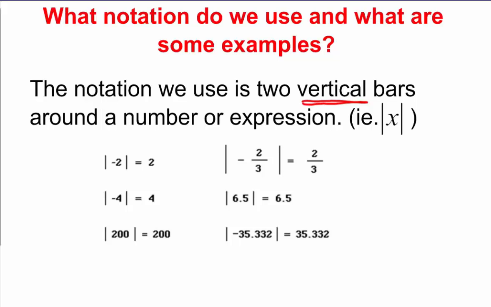So the absolute value of negative 2 has these 2 bars to represent absolute value. And it is equal to positive 2. Because anything that is within the absolute value lines becomes positive. So anytime it's a negative number, it turns positive. Or if it's already a positive number, like this 200, it stays positive.